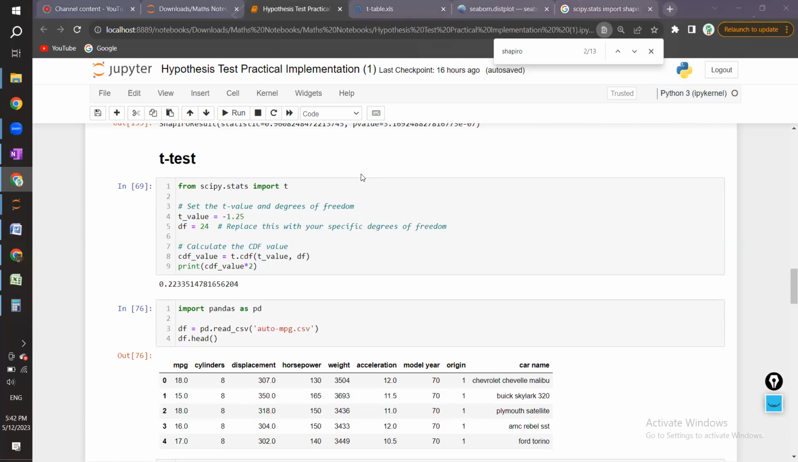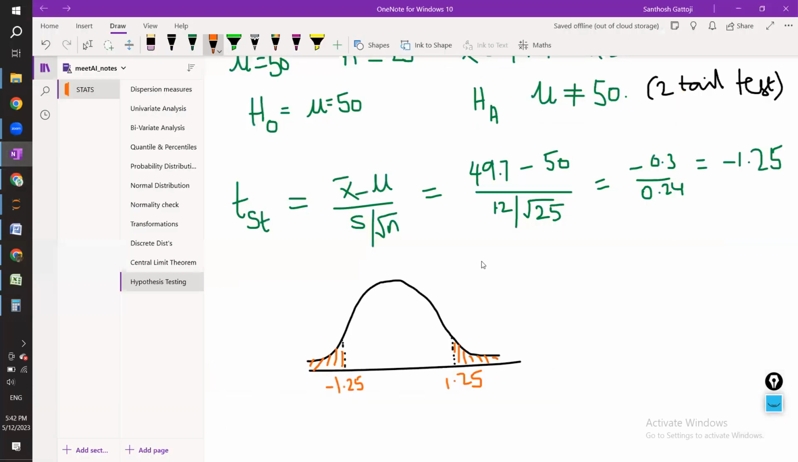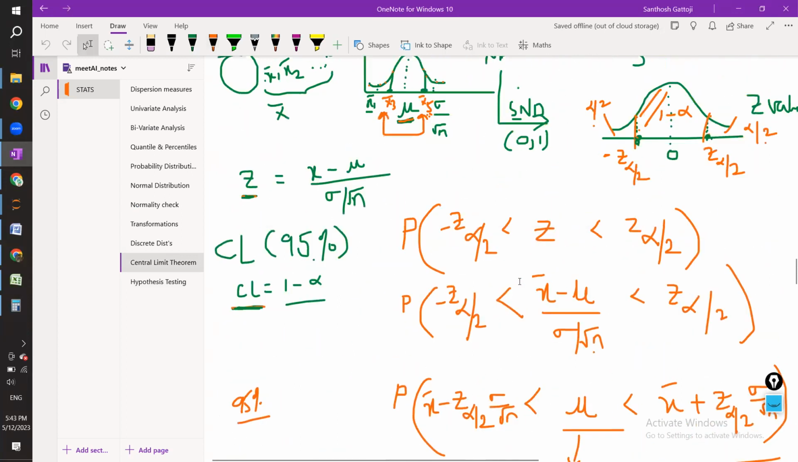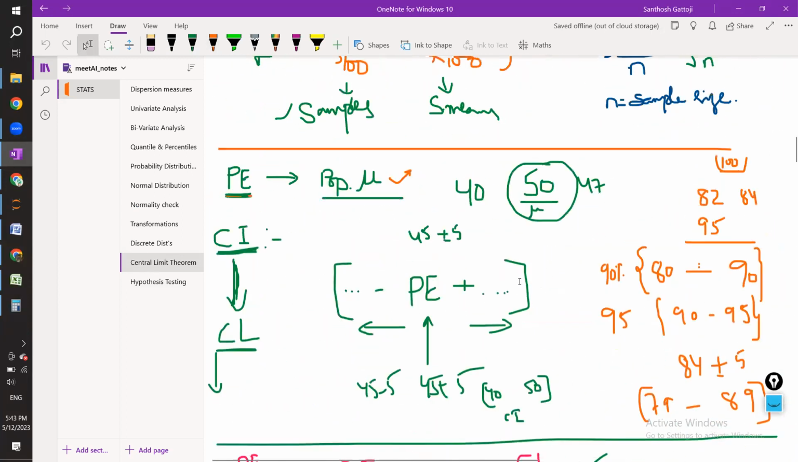Srisha is asking, sir, why don't we consider the root? Which root? This root? S by root n. That is a formula, right, Sirisha?